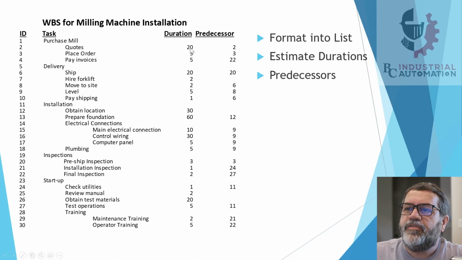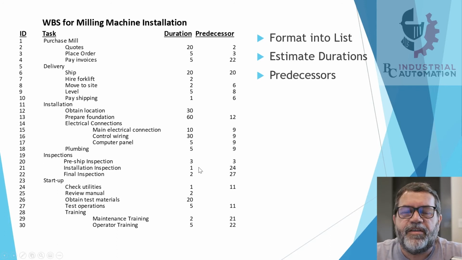So getting quotes, I'm thinking that'll take 20 days. And placing the order, to get it through all the admin processes, that's going to take 5 days. And I just went down the list. For each item, I put how many days I think that task will take.